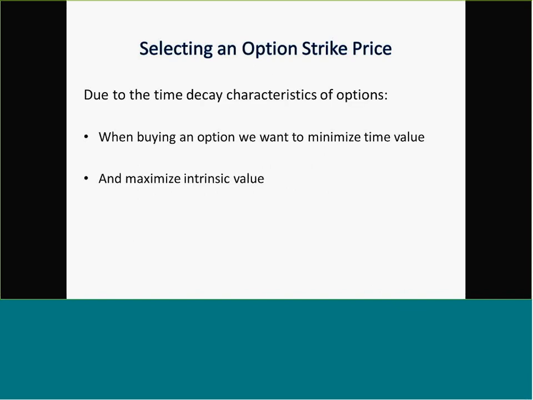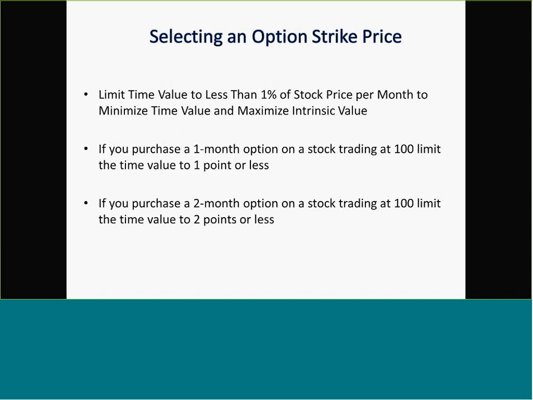Due to the time decay characteristics, when we buy an option, we want to minimize the time value and maximize the intrinsic value. And the way I do that is I like to limit the time value portion of an option to less than 1% of the stock price per month. If you do that, that will minimize the time value and maximize the intrinsic value.